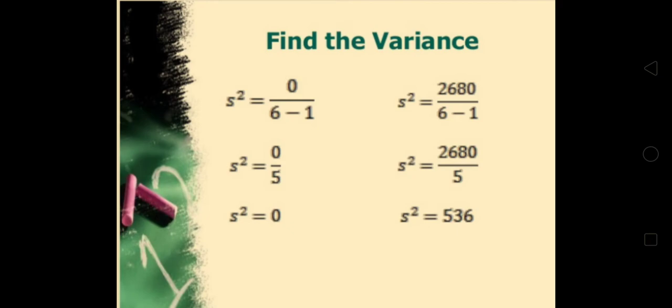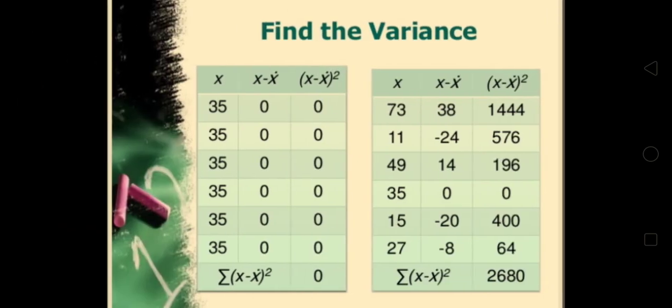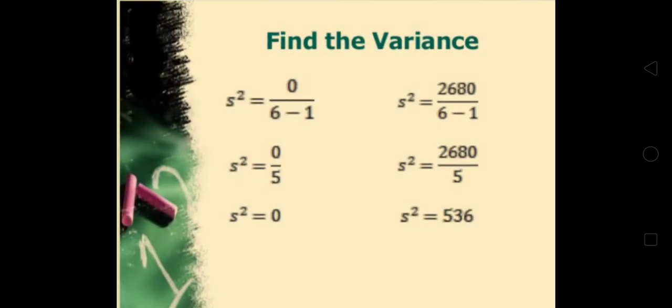Variance in the first one will be equal to 0, because when standard deviation value is 0, the square of that will be equal to 0. In second one, we have got the summation of this, that is 2680. 2680 is mentioned here, and number of observations is 6 minus 1, that is 5. 2680 divided by 5, that will be equal to 536. The symbol which is used in place of variance is s square. S square is the symbol of variance, and SD is the notation which we use for standard deviation. That means it is a very clear and easy concept.